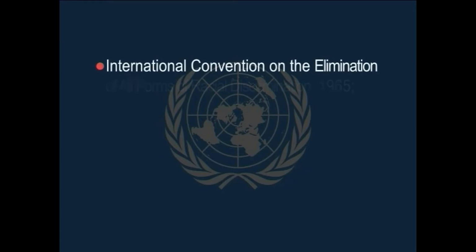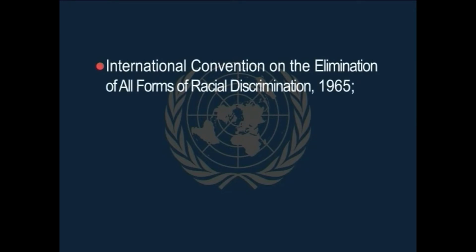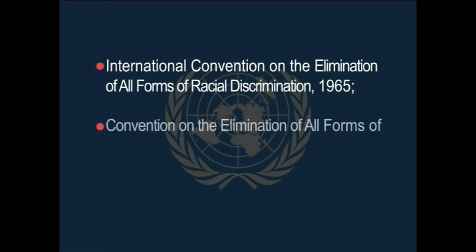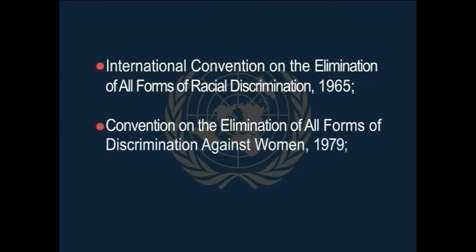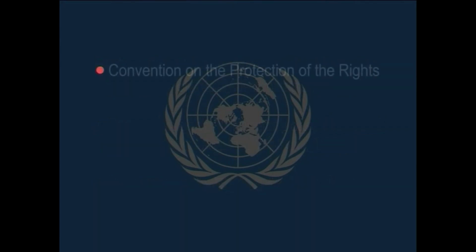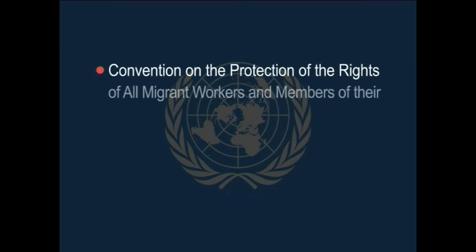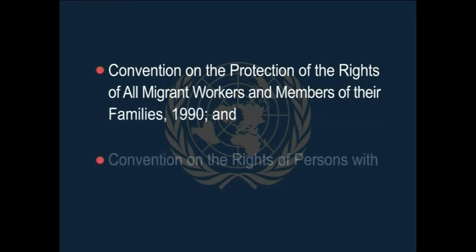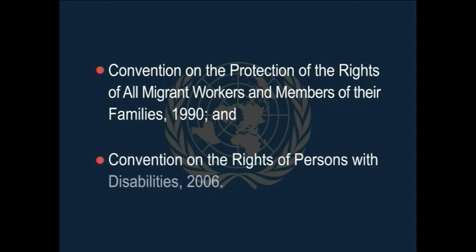Many other binding universal human rights instruments also provide for the promotion and protection of economic, social, and cultural rights, including the International Convention on the Elimination of All Forms of Racial Discrimination, Convention on the Elimination of All Forms of Discrimination against Women, Convention on the Rights of the Child, Convention on the Protection of the Rights of All Migrant Workers and Members of Their Families, and Convention on the Rights of Persons with Disabilities.